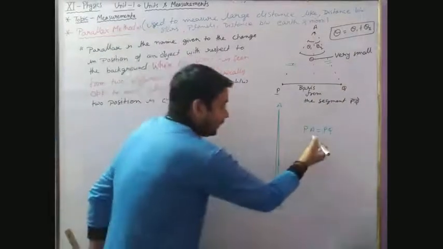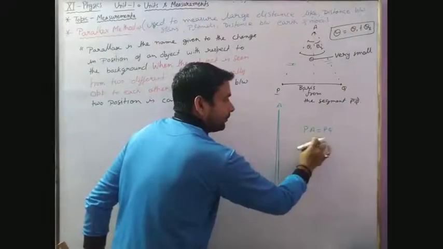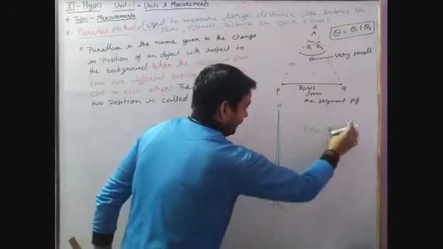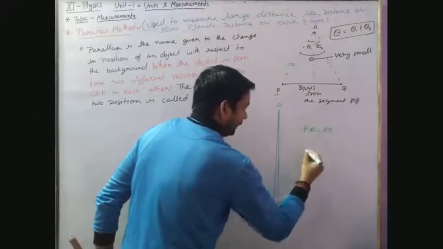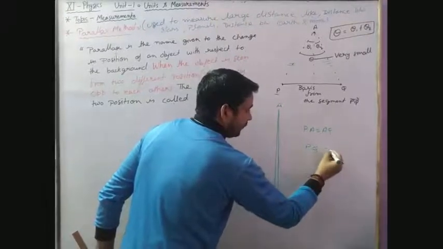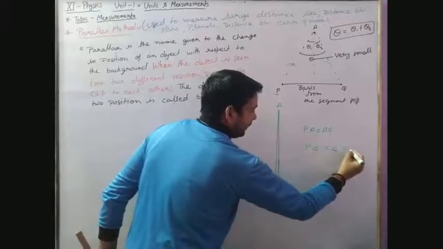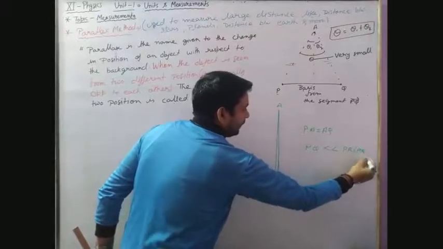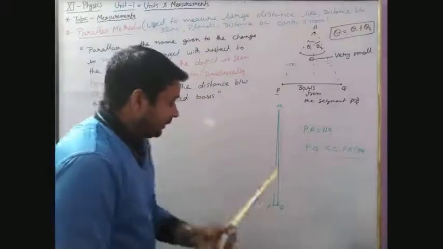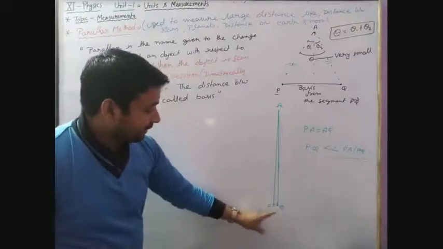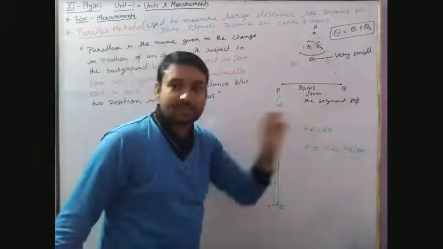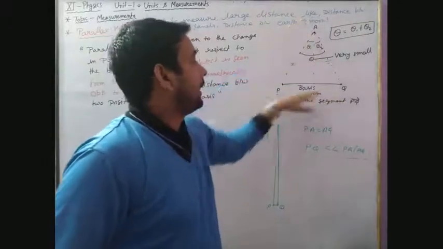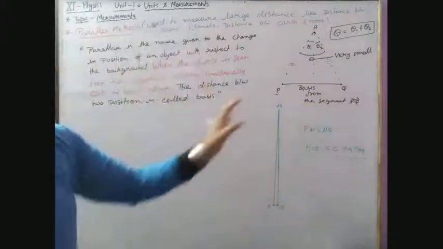Okay, in comparison to PA and QA, PQ is very small than PA or AQ. So ignoring the distance between these, we find the actual or nearest distance between the object A and this line segment.